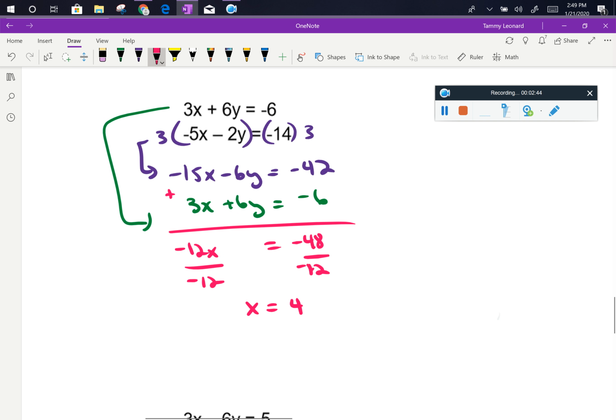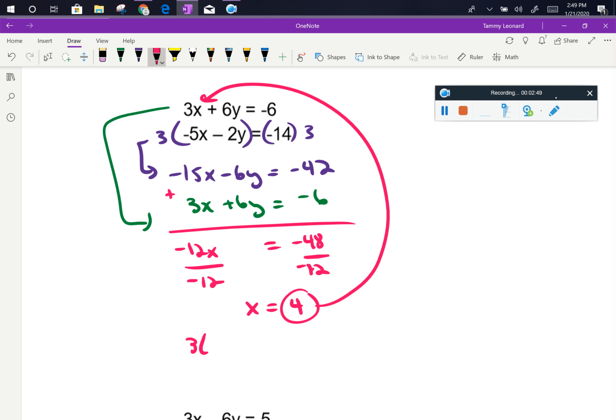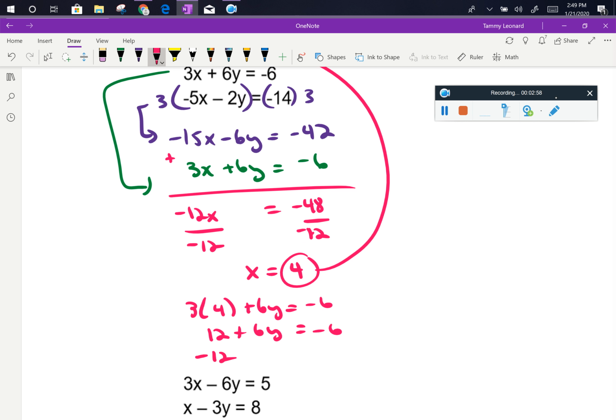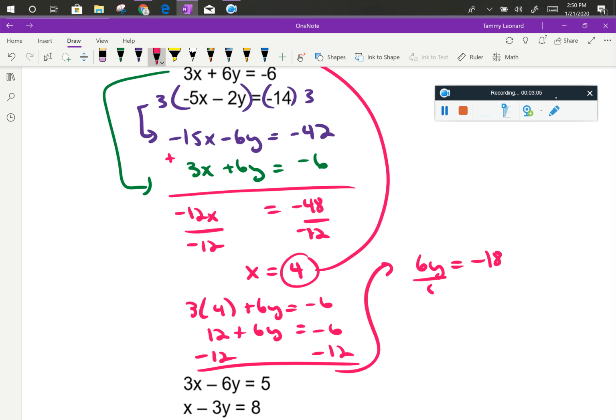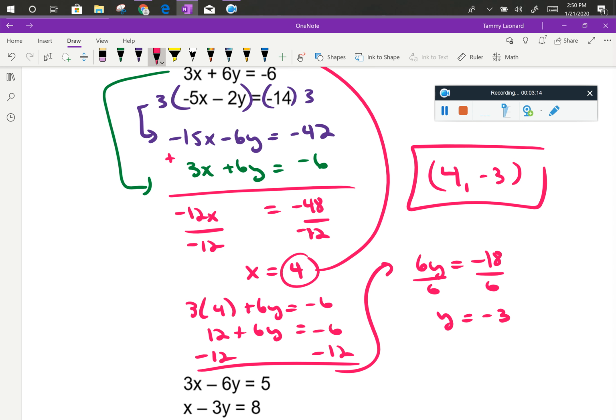We can then go back to either of the original equations. I'm going to choose the top one. So I have 3 times 4 plus 6y equals -6, which is really 12 plus 6y equals -6. Subtracting 12 from each side, we can see that 6y is equal to -18. And dividing both sides by 6, we see that y is -3. Don't forget to write your final answer. 4, -3 is the point of intersection for those two lines.